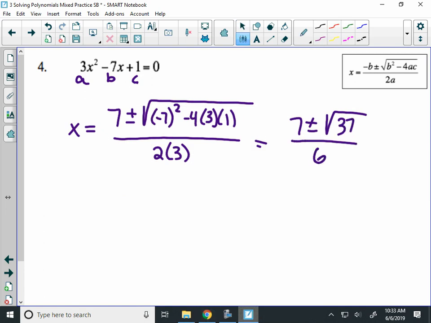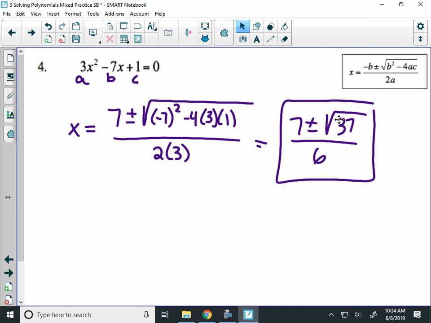37 is not a perfect square, and it's actually prime. It doesn't have another perfect square that goes into it. So that's your answer. Those are your 2 roots right there. They're kind of yucky, they're irrational, but that's it. It's a little simpler than you think. All right, those were all quadratic, 1 through 4.